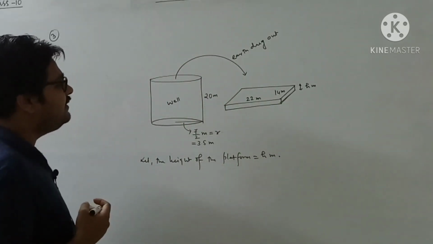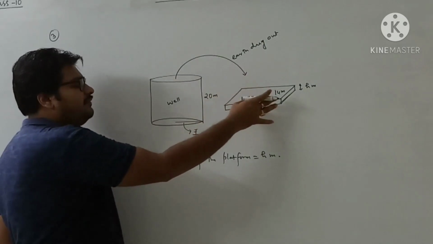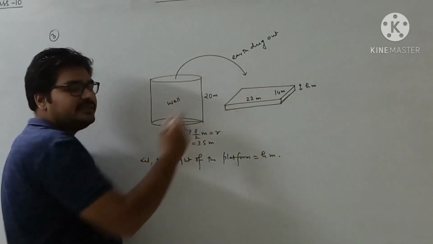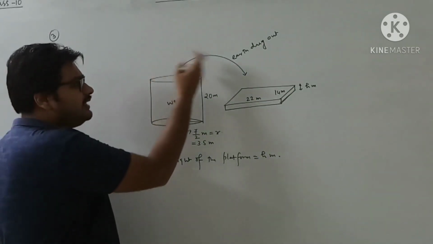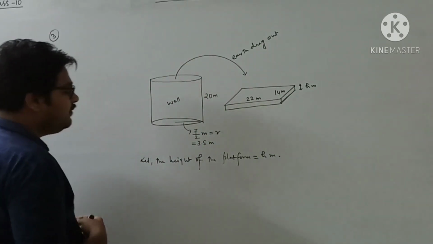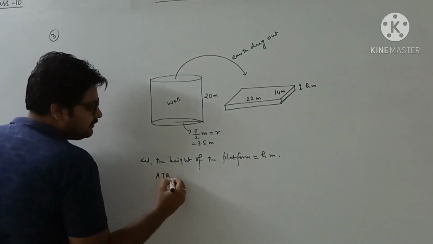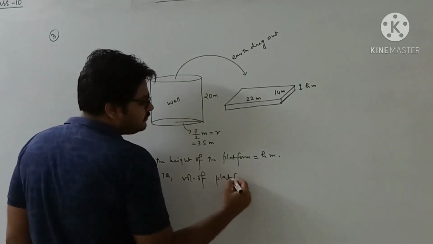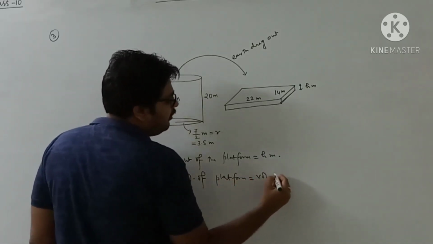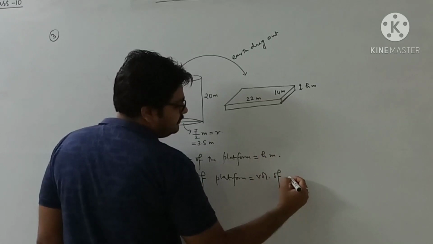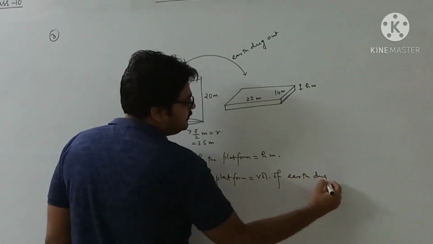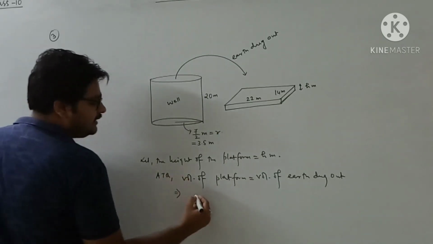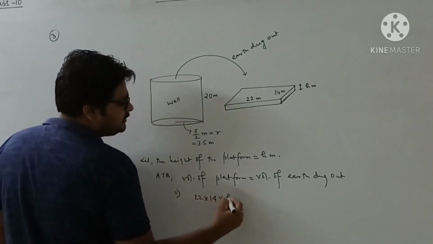Now, how much earth has been dug out, using that only the platform has been raised. So what can I say here? The volume of this platform should be equal to the volume of the earth dug out, because this earth only has made this height. So according to the question, volume of platform equals volume of earth dug out. Volume of platform, length into breadth into height, so it will be 22 into 40 into h.